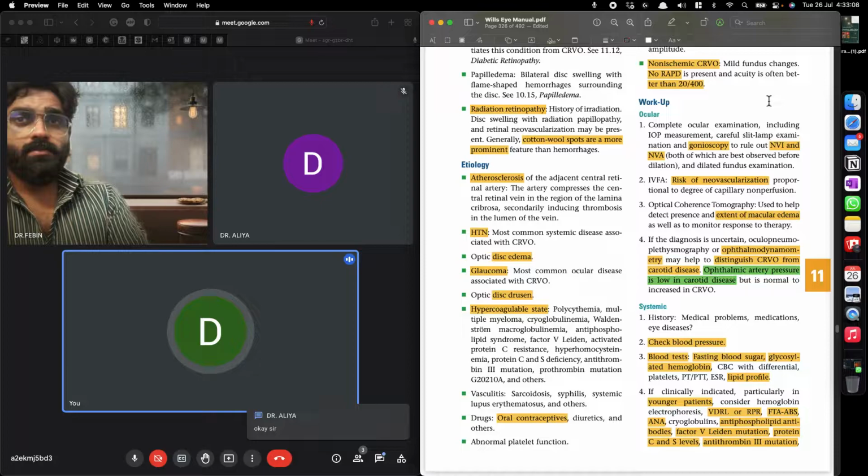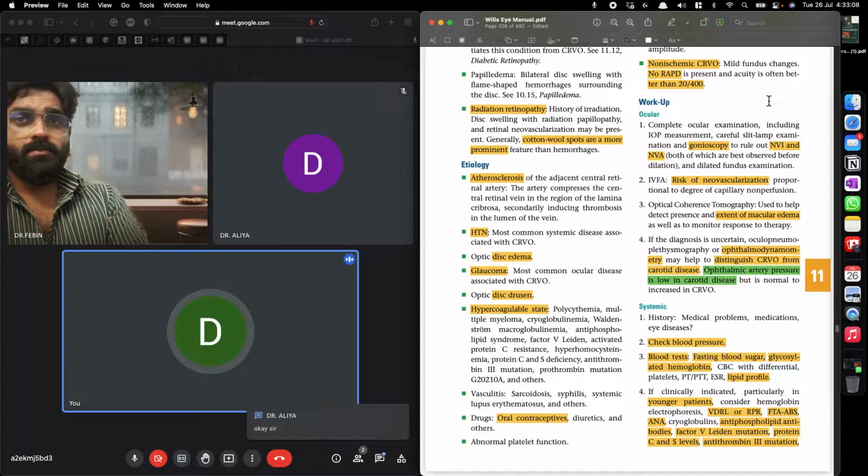What is the best way to find out which is which? If I show you a photograph of new vessels and collaterals, can you find out? Maybe you can find out. If you are Rajesh sir, maybe you can find out. But for a normal guy, you have to perform an FFA.